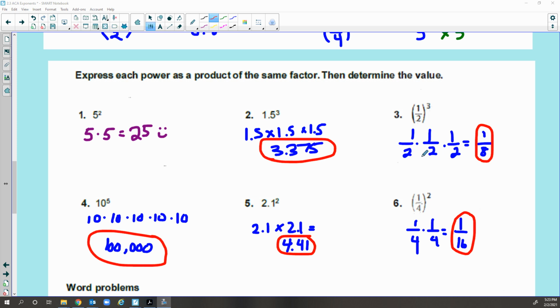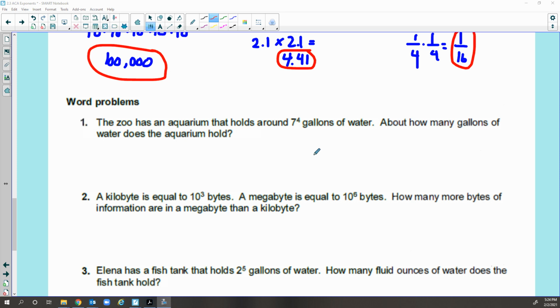Number 3, we just multiply across our numerators and denominators. We get 1/8. This one we have to do 10 times 10 times 10 times 10 times 10, which gives us 100,000. Wow. Number 5, we do 2 1/10 times 2 1/10 to get 4 41/100ths. And the last one we do 1/4 times 1/4, and that works just like we did number 3, across the numerator and denominator.